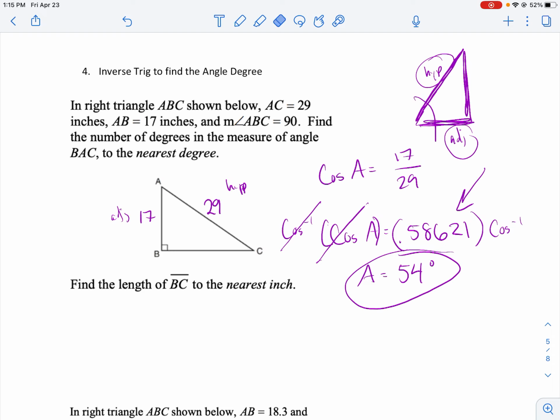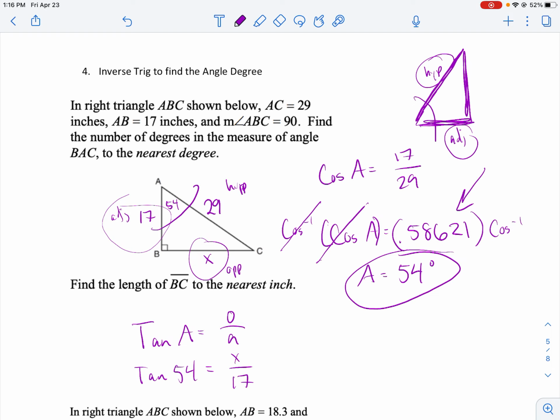And then it says, find the length of BC. I'm just going to use exactly what we did before. We're going to use our angle and one of these sides. So I'm going to have to use the opposite. Then I have to pick which trig ratio I want to use. I'll do tan. So remember tan is equal to opposite over adjacent. Now we actually have an angle measure there, 54, and our opposite is x, and our adjacent is 17. And then we just multiply both sides by 17.